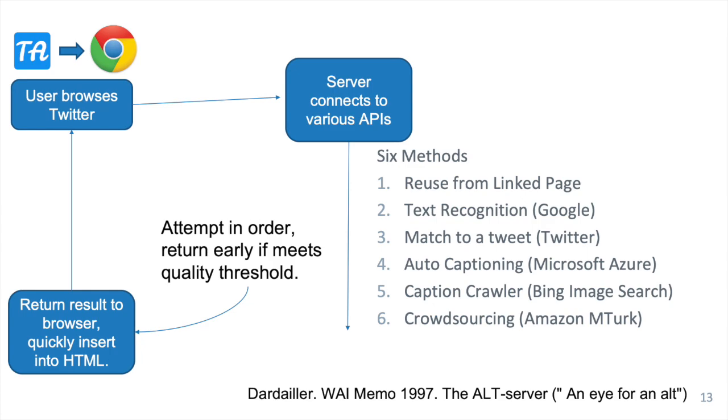So I took these 6 methods and designed and packaged them into one tool called Twitter Ally. The user installs a browser extension. Then as they scroll, it requests alt text for images in their Twitter feed. It tries 6 methods in order, with crowdsourcing being last. If any of these methods meet their own quality thresholds, Twitter Ally will take the alt text and return it early without progressing to the subsequent methods. This progression was chosen to optimize speed and cost.